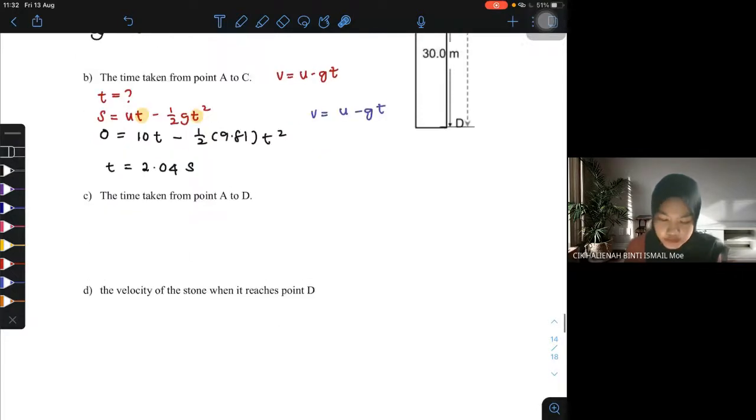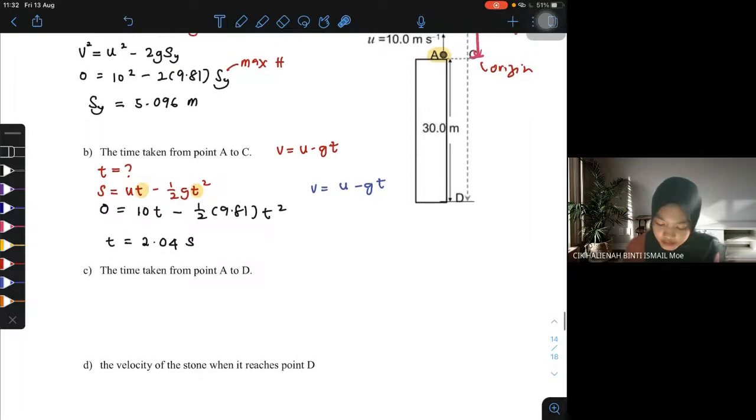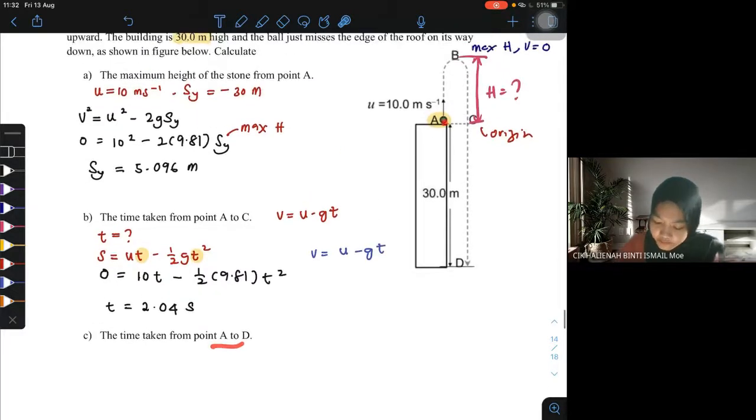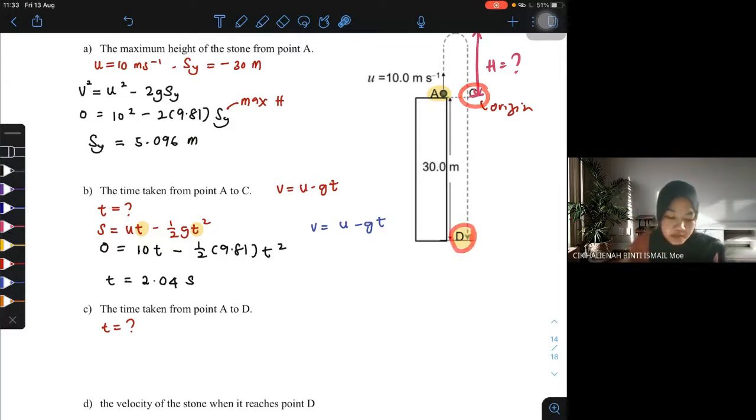Okay, so next one. We want to find the time taken from point A to D. So initial point kita adalah A, final point kita adalah D dekat sini. Now we want to find T, but now dia letak point yang berbeza. Final point kita bukan sudah C, now it is D. So again, we're still using the same formula, which is S is equal to UT minus half GT square. Apa yang berbeza dekat sini adalah value untuk S. So now what is the value for S here?